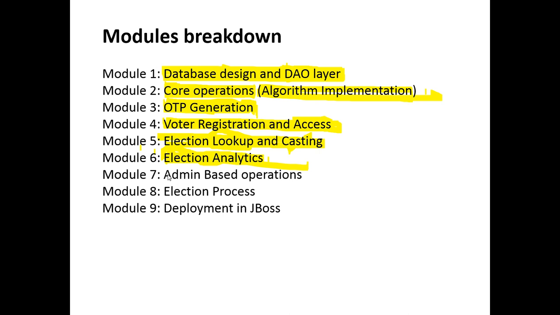In module 7, we are going to implement the admin based operations, like the admin being able to approve or reject the voter and verify the documents. In module 8, the election process will be implemented, where the admin will be able to start a new election, stop an election, and add parties and participants to the election.